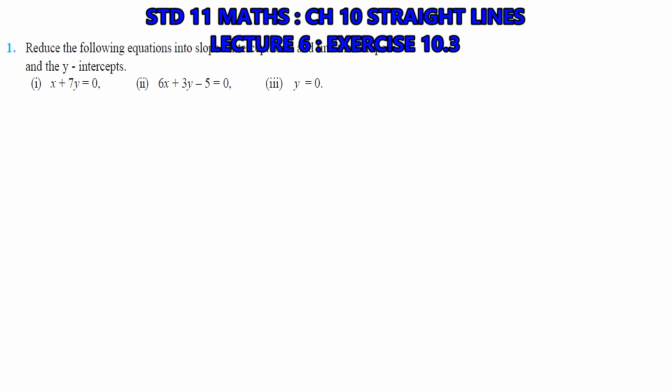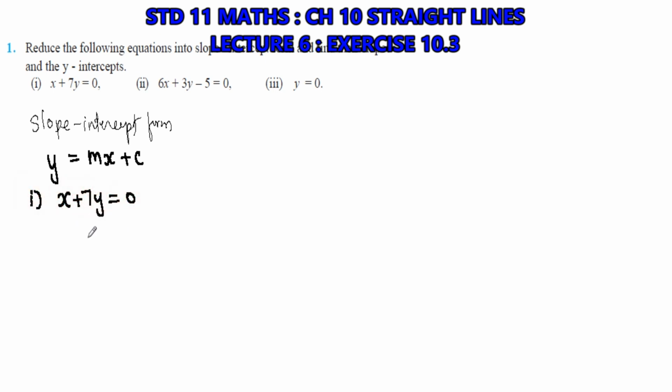Now we know that the slope-intercept form is y equal to mx plus c, where m is the slope. So now, first: x plus 7y equal to 0.